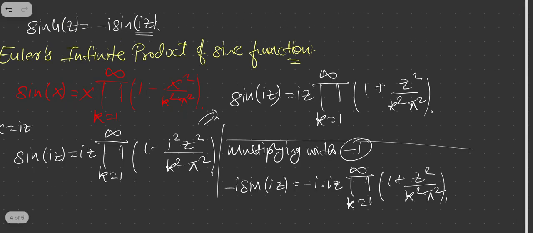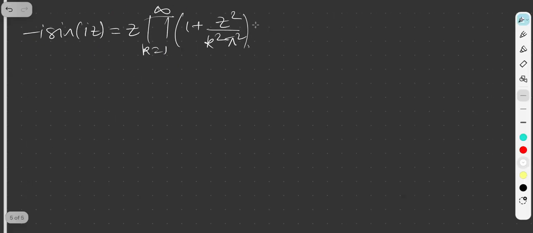From this very equation, we can say that this is equivalent to the hyperbolic sine of z. I'm sorry, it's not x, but z. So that's how we derived an infinite product that represents the hyperbolic sine: sinh of z equals z times the product as k goes from 1 to infinity of 1 plus z squared over k squared times pi squared, right?